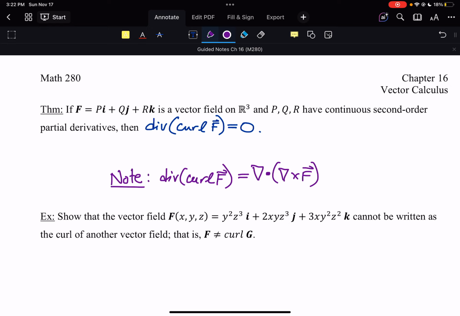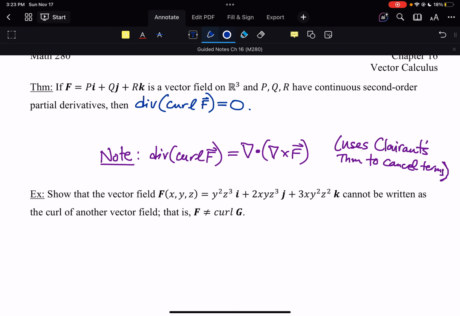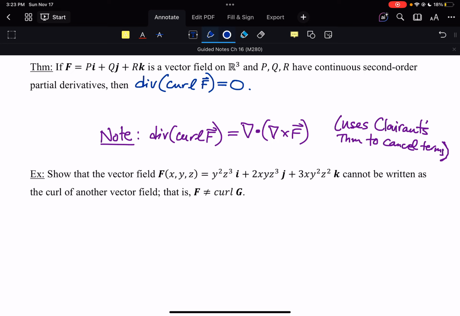The real justification behind this is that it uses Clairaut's theorem to cancel terms. Looking at it from the dot and cross product aspect gives us an idea of why this might work, but the actual proof involves Clairaut's theorem. We're not going to go through that whole process. We're just going to try using this.